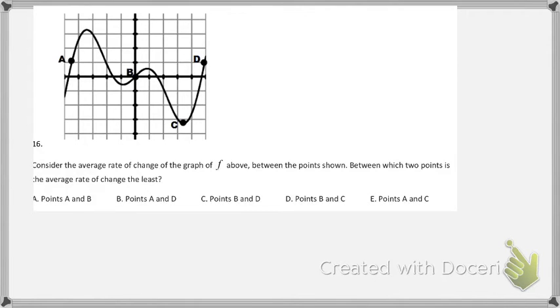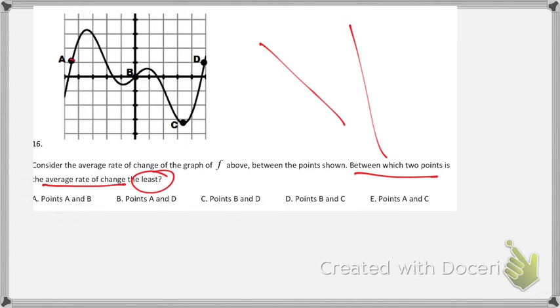Okay, this one's pretty easy if you understand what average rate of change means. Average rate of change is the algebra 1 slope connecting 2 points. Between which 2 points is the average rate of change the least? So we're looking for 2 points that we're going to connect with a negative slope, and the steepest negative slope will be the least.